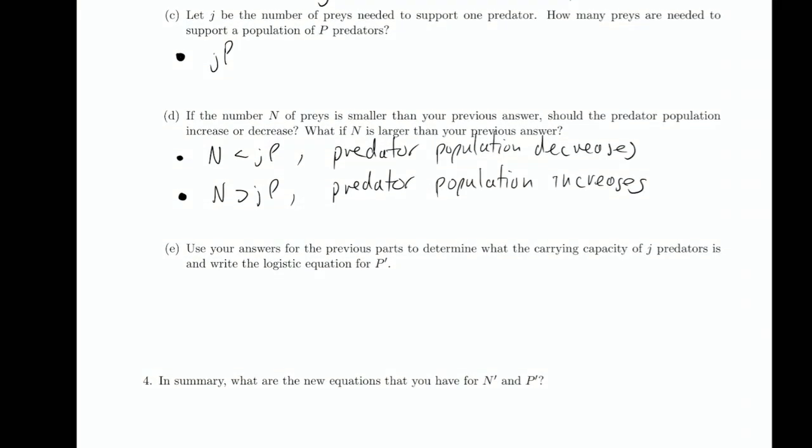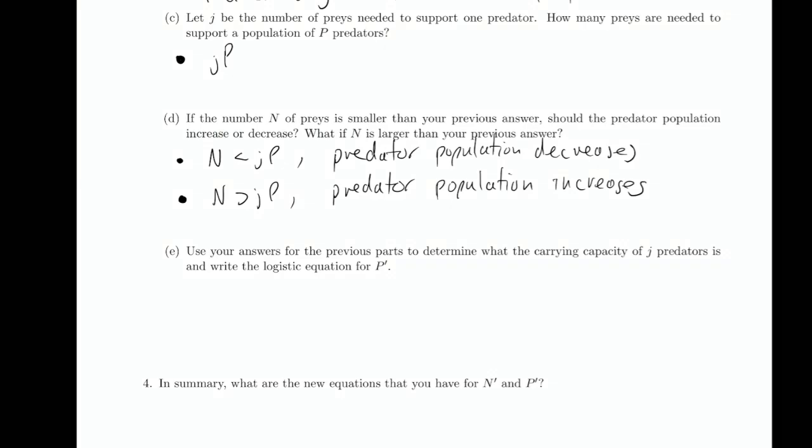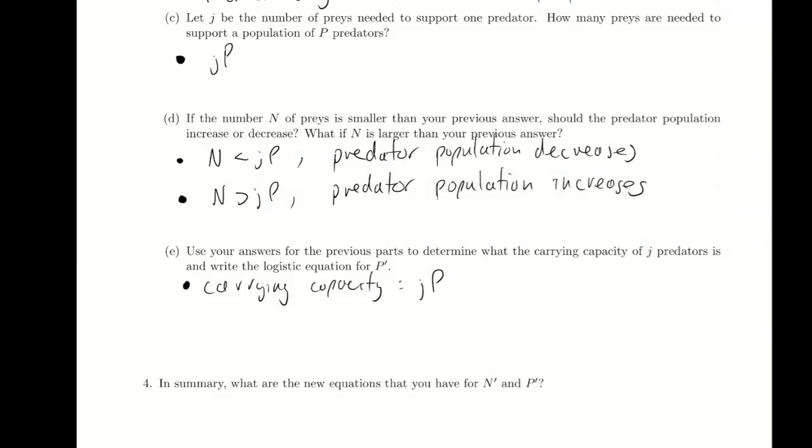Part E. Use everything we've done before to determine what the carrying capacity of j predators is, and write the logistic equation for P prime. So the carrying capacity for j predators is just going to be exactly what we worked out in part D, right? It's going to be j times P.